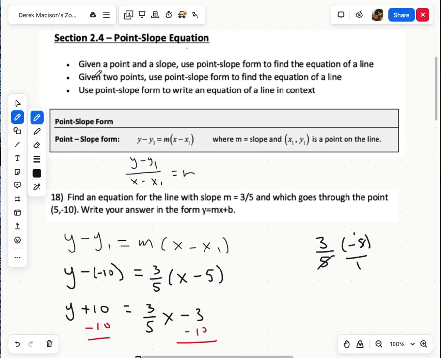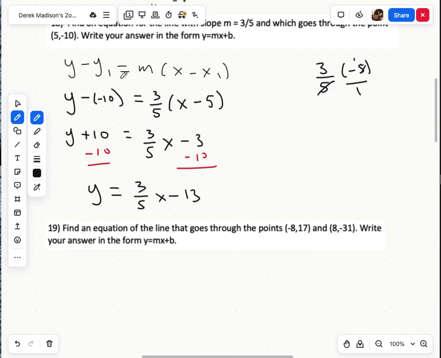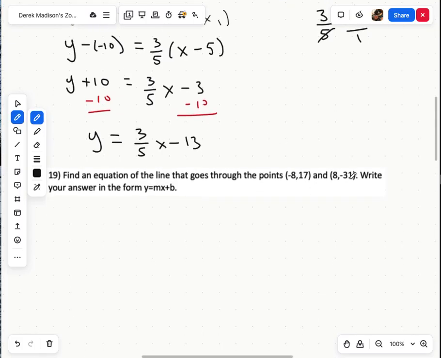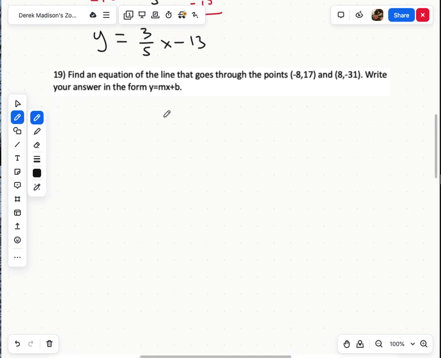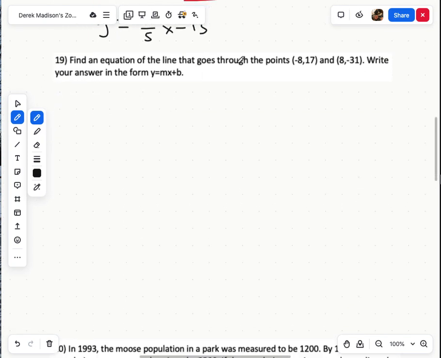So now, what the rest of the section is going to do is give us 2 points. So we have a couple of steps we've got to do. We're going to have to find our slope given these 2 points, which we did a couple of sections ago. Once we have that, then we're basically right back to here. So for this one, find the equation of the line that goes through these 2 points, and write your answer in slope-intercept form again. So first thing we're going to do is get our slope.